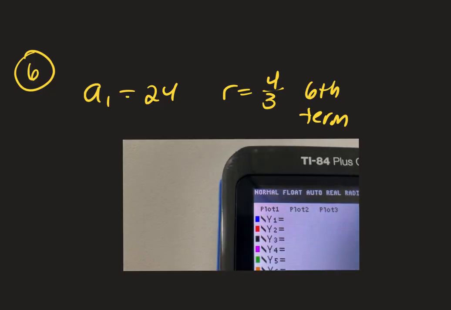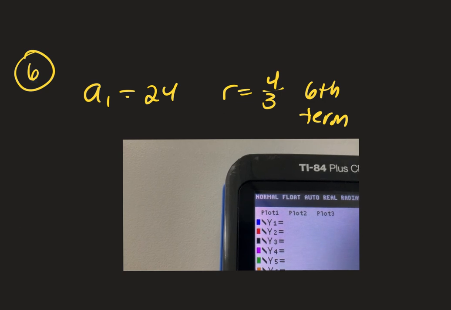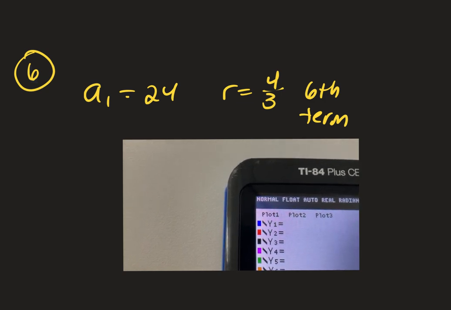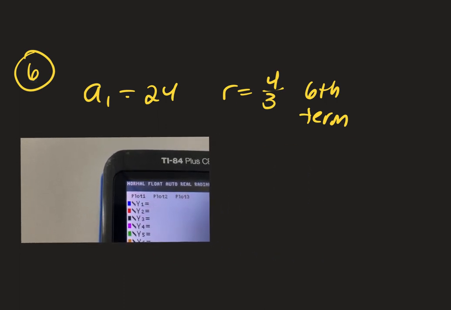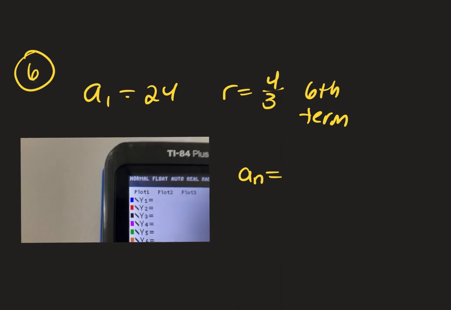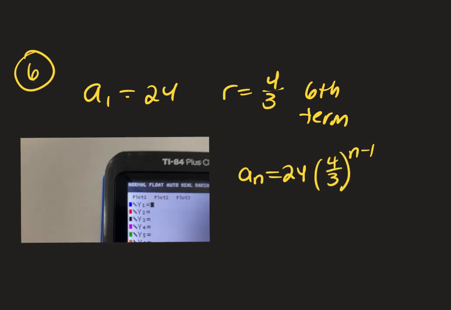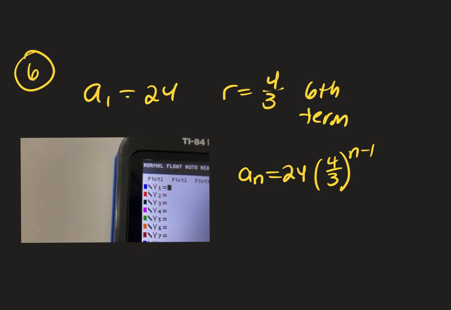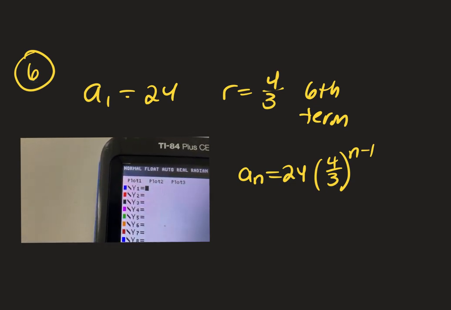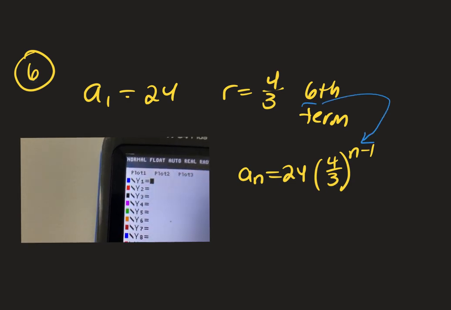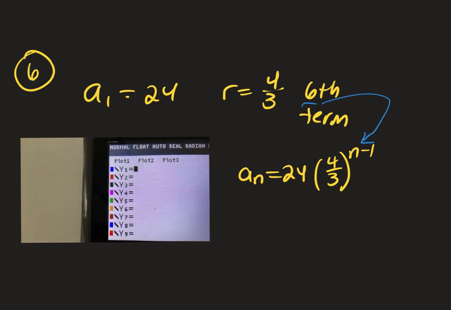Okay, number 6 in the homework. It says to find the 6th term, and it gives you the geometric information. And then it says use a graphing utility to verify your answer. So to find any term in this sequence, we're going to do an equals 24 times 4/3 to the n minus 1 is the equation that we would use. If I wanted to find it algebraically, this one example said 6th term, I would plug the 6 in.